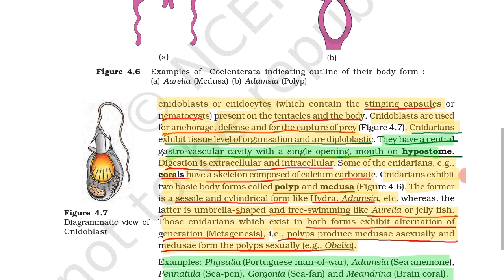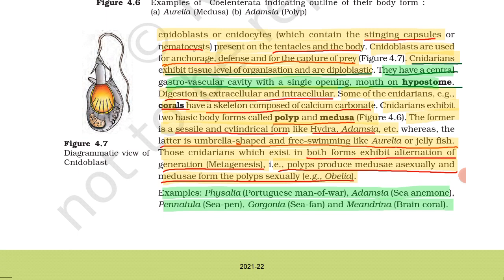The examples of this cnidaria are Physalia, Portuguese man of war; Adamsia, sea anemone; Pennatula, sea pen; Gorgonia, sea fan; Meandrina, brain coral. So here there is no trick to learn these examples. You have to learn by heart each and every example from each phylum, because they are mostly focusing on these examples and they are going to confuse you. So keep in mind you have to study and learn by heart all these examples.